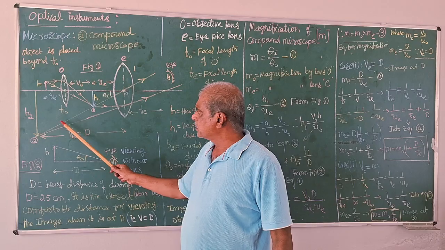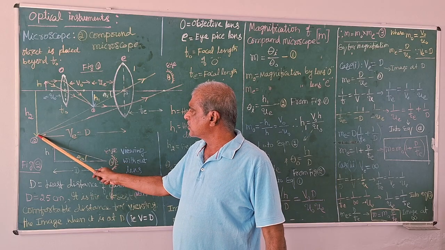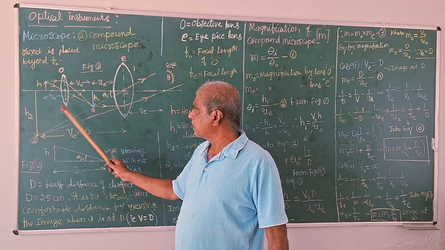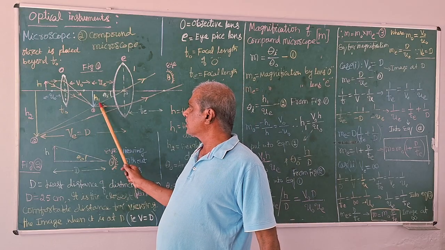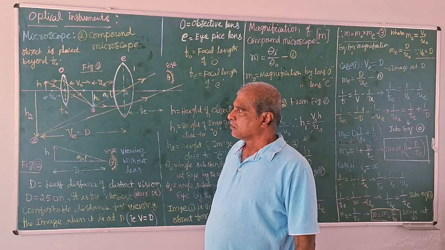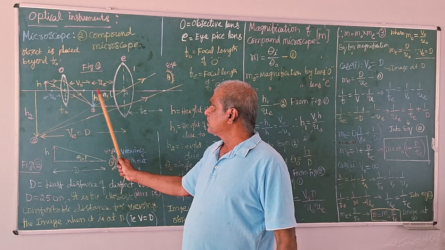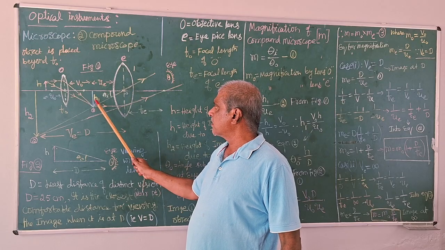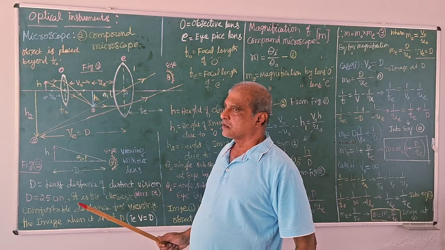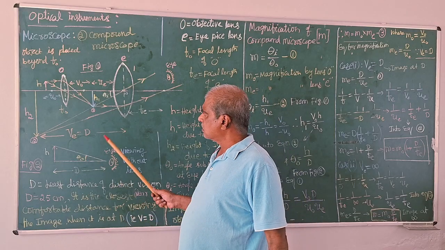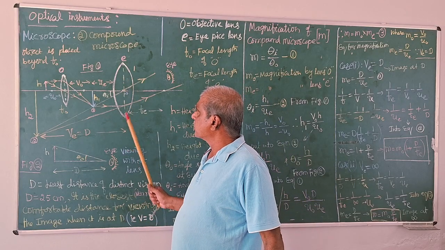And the diverging point is here, on the same side. Inverted, you get inverted only. The image is further magnified like this because of divergence. This is the second image by this lens. This becomes the object for this lens. This is the procedure or the working of the compound microscope.